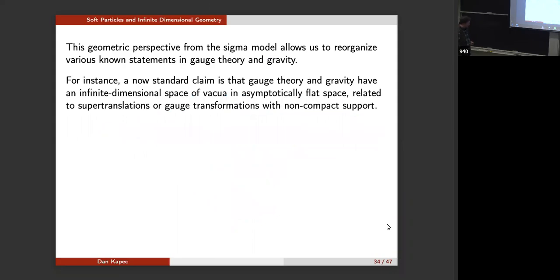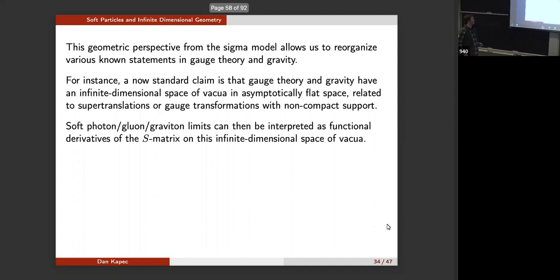limits. So, there is this claim in certain corners of the literature that gauge theories in the Coulomb phase and gravitational models in asymptotically flat space have infinite dimensional spaces of vacua precisely related to gauge transformations with non-compact support, or in the case of gravity, the BMS group, which is basically a set of diffeomorphisms with non-compact support. Now, because they're diffeomorphisms, you know that they basically have to be related to the zero energy sector of the theory, because all it really knows about is the boundary. Locally, everything is indistinguishable. And the idea will be to reinterpret all the soft photon, gluon, and graviton limits as functional derivatives of the S matrix elements with respect to this infinite dimensional space of vacua.